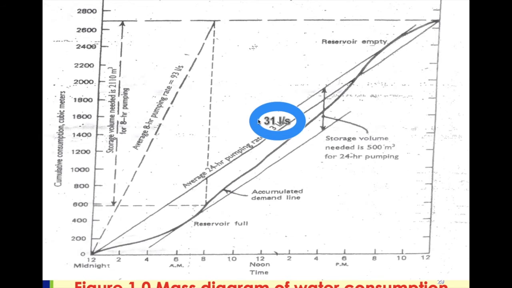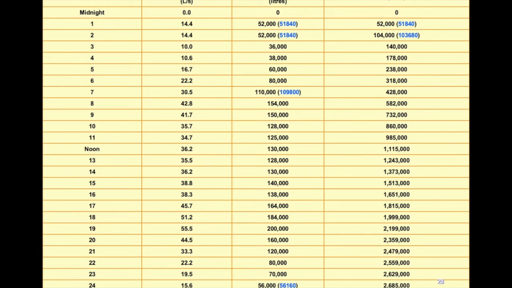By the way, the pumping rate is 31 liter per second. That is actually the same value shown here. Basically, if you take the average of the pumping rate at every hour, which is 31 liter per second, then this is actually the pumping rate.